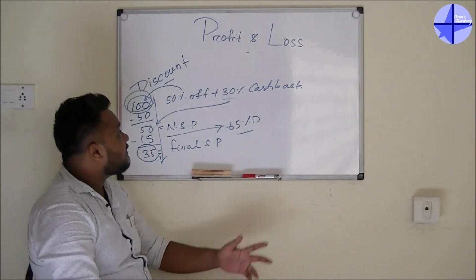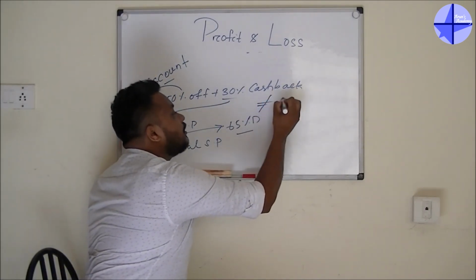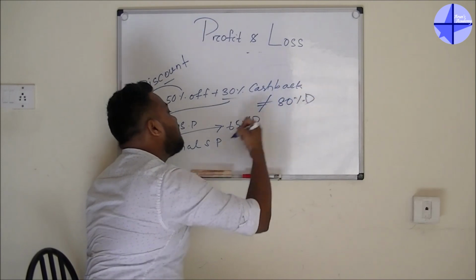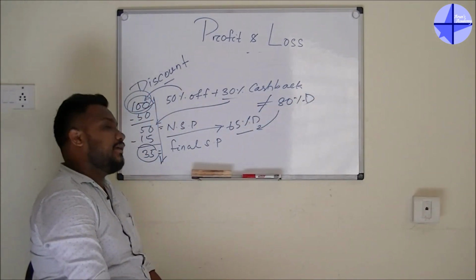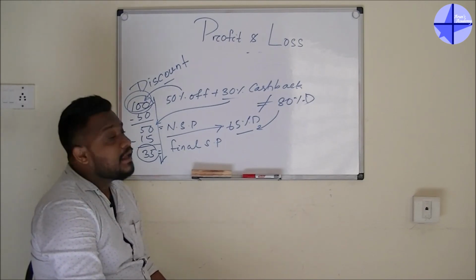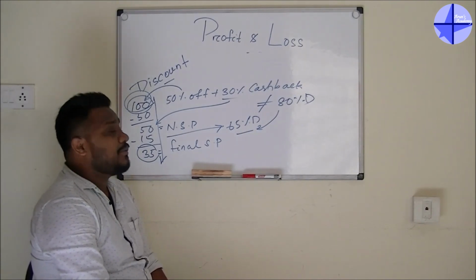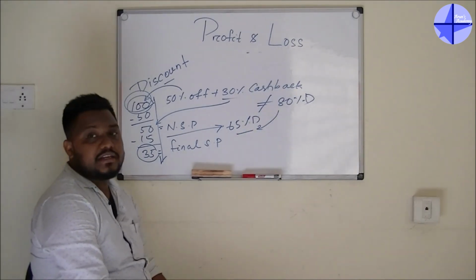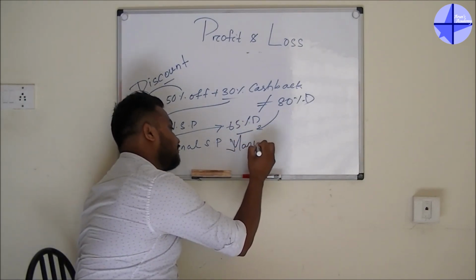Okay, so if someone is asking 50% off plus 30% cashback, it is not equal to 80% discount. Please remember, this is your 65% discount, because I know there are some students who will think 50 plus 30 is equal to 80, so it will be 80%. Okay, 80% is not the answer. Your answer will be 65% discount, and this is your manual method.